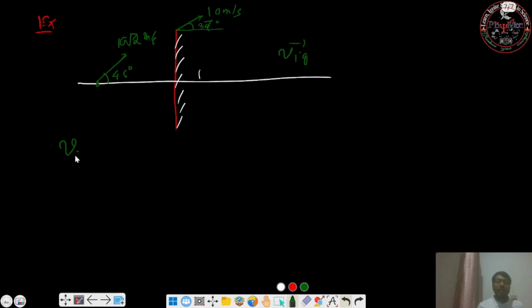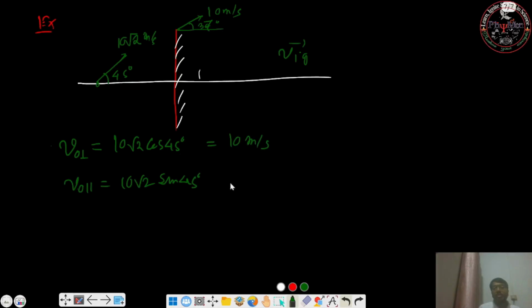For this we have to do the following. Velocity of the object, perpendicular component is 10 root 2 cos 45 degree, or velocity of the object, parallel component is 10 root 2 sin 45 degree. This will be 10 meter per second, because cos 45 degree is 1 by root 2, sin 45 also 1 by root 2. So it is 10 meter per second, 10 meter per second. Okay, now for the mirror component, let me also write the mirror component.